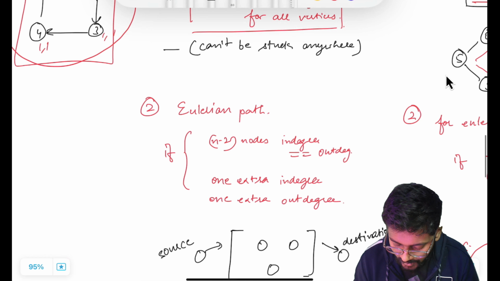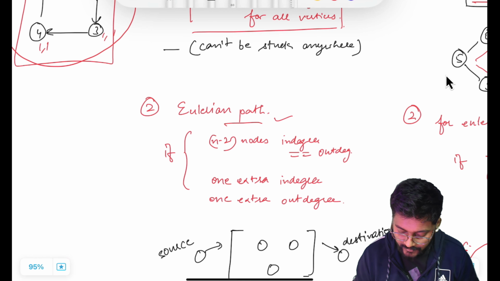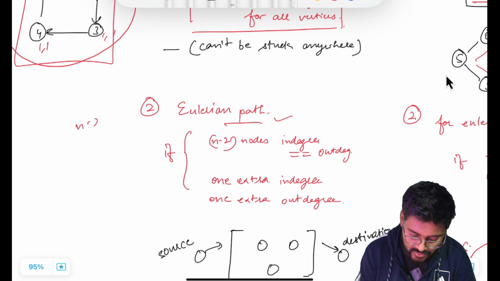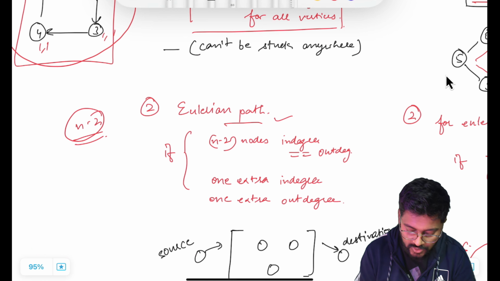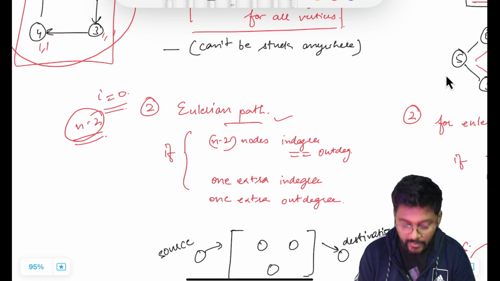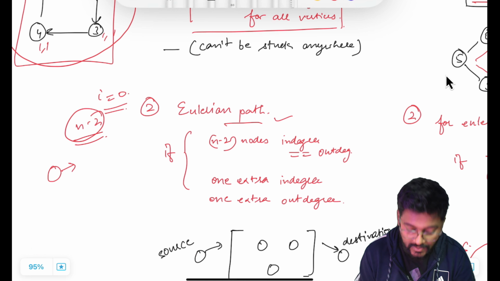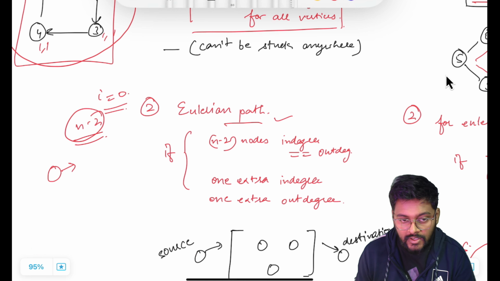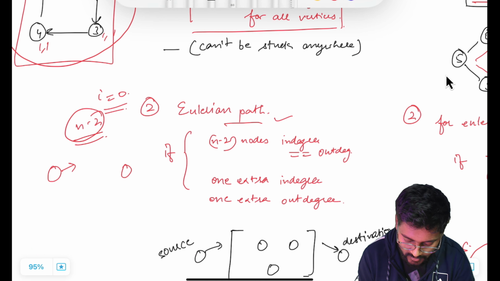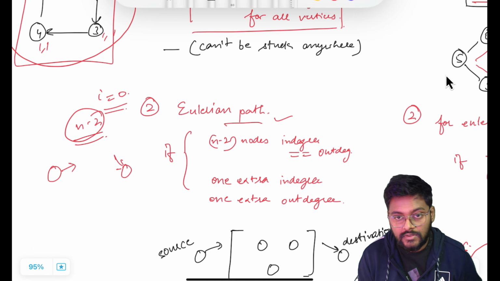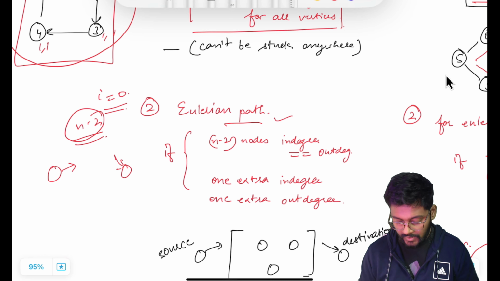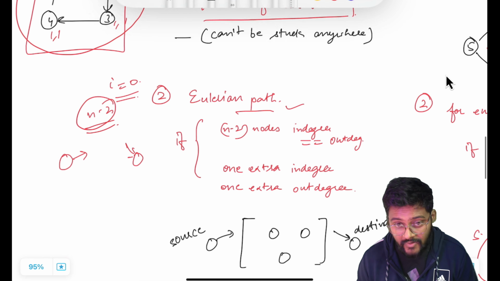And what about the Eulerian path? The same thing. N minus 2 number of nodes should have in degree and out degree equal. And what about the other 2 nodes? For one node, out degree is 1 more than the in degree. And for the other node, in degree is 1 more than the out degree. Why these 2 conditions?